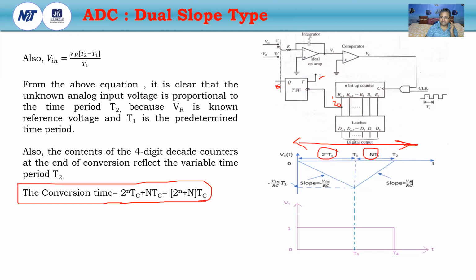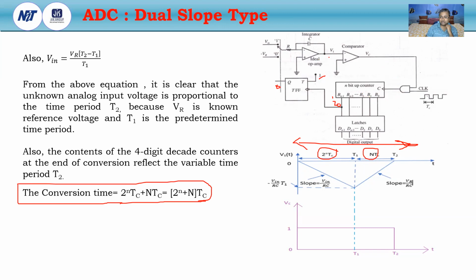When Q is 0, the switch is connected to minus VR, and the output of the integrator is minus into minus, that means plus, so it is greater than 0. Then VC will be 0 again. If this is 0, then the counter is not counting. So it stopped counting.